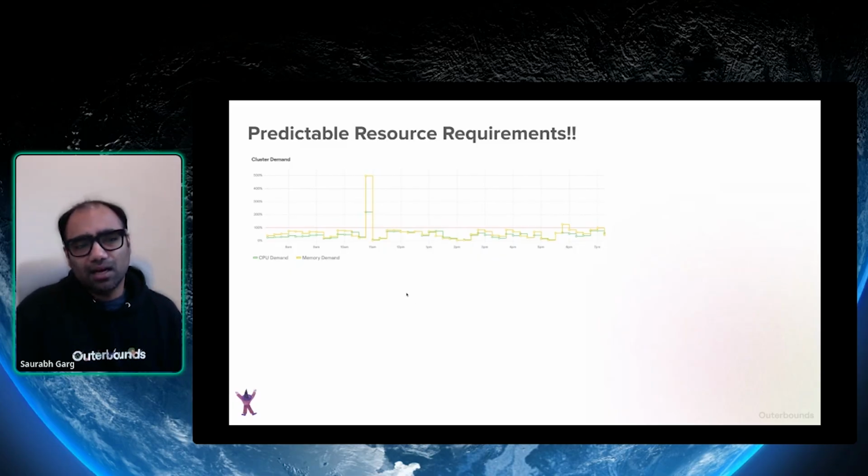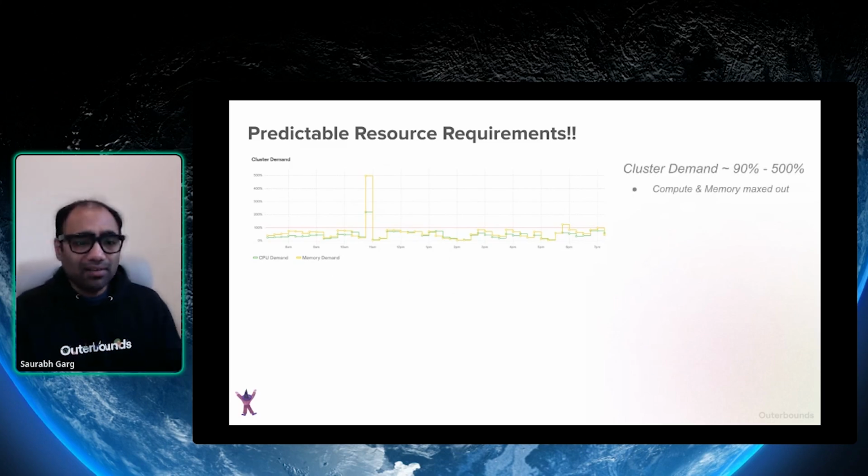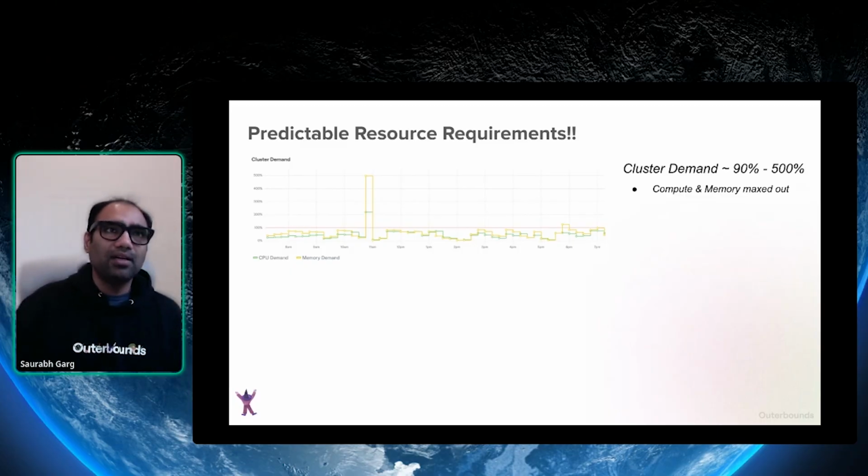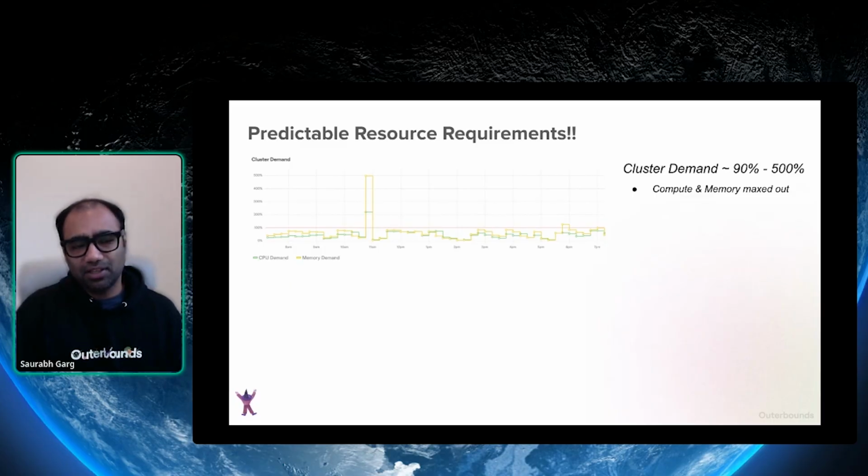And if you see, between around 10:45 to 11 a.m., the demand for the CPU has skyrocketed to 200%, and the memory demand has skyrocketed to 500%, which means you're asking for a lot more resources from the cluster than you have given it, which means your compute and memory is basically maxed out.